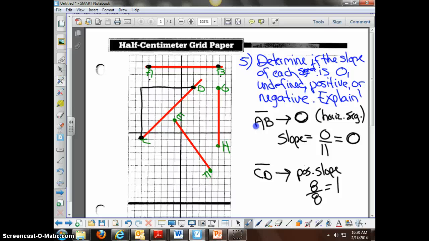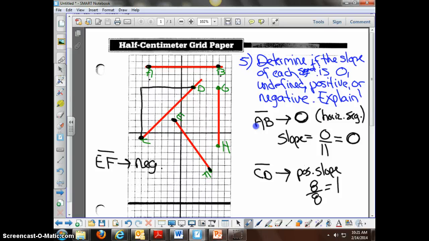What about EF? Positive, negative, 0, undefined. What do you got? Everybody. Negative. Okay, it's a negative slope. So EF. What is your proof that it's a negative slope? You guys said negative. Proof is what? James? It's a negative rise and a positive run.